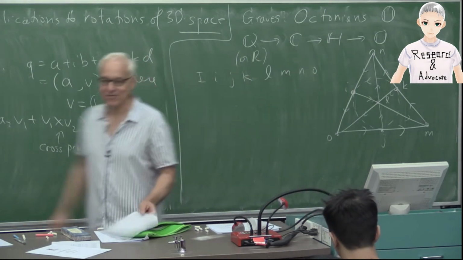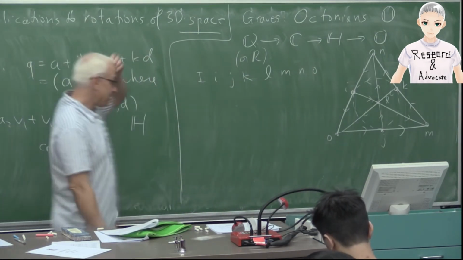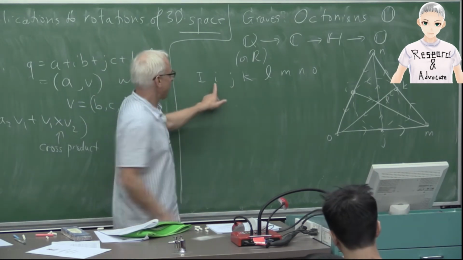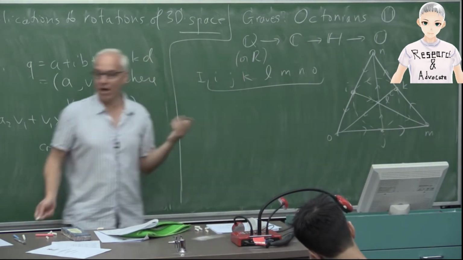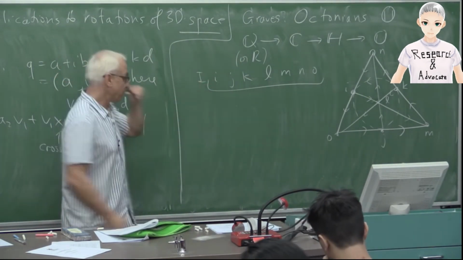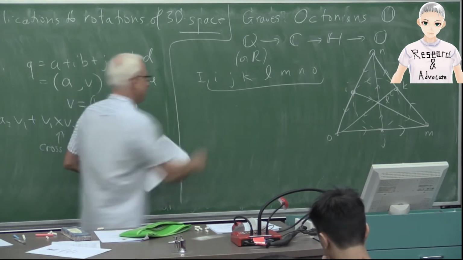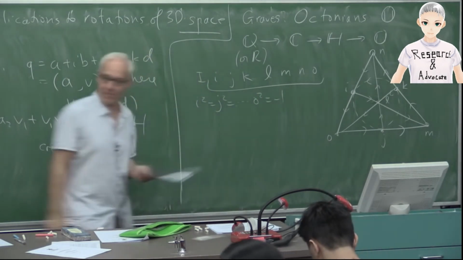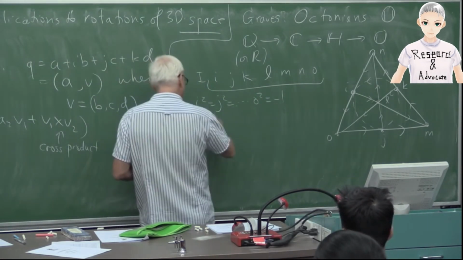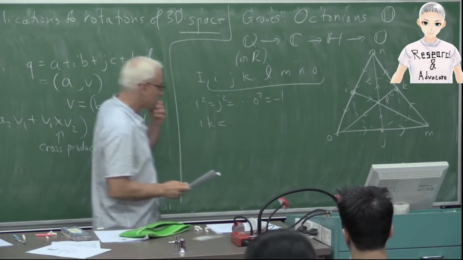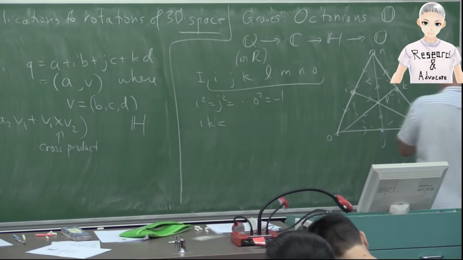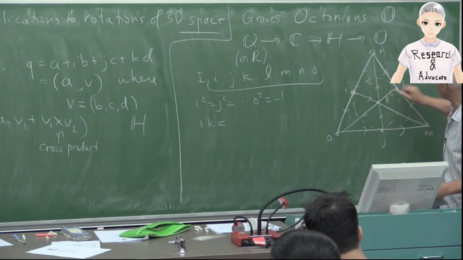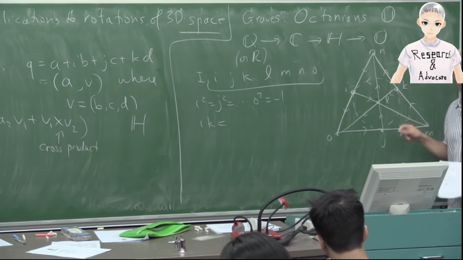Okay, and this funny-looking diagram, which has these 7 nodes corresponding to these 7 here, it tells you how to multiply any 2 of these things. So first of all, all of them square to -1. So I squared equals J squared equals all the way up to O squared equals -1. And if you want to multiply I times K, what you do is you find the line that contains I and K. Okay, there's an I and there's a K. So the line that contains I and K in this diagram is this line here.